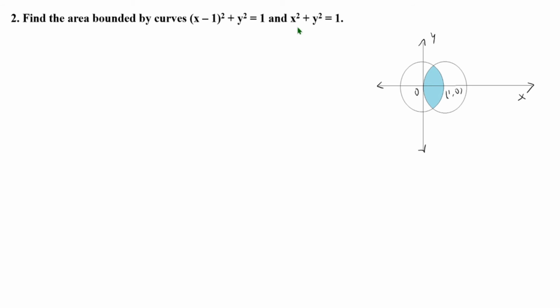Here x square plus y square equal to 1 is nothing but this curve with center at the origin. X minus 1 the whole square plus y square is equal to 1 is a curve with center at 1, 0 and radius 1. So this is the circle x minus 1 the whole square plus y square is equal to 1. So we have to find the area bounded by these two curves.